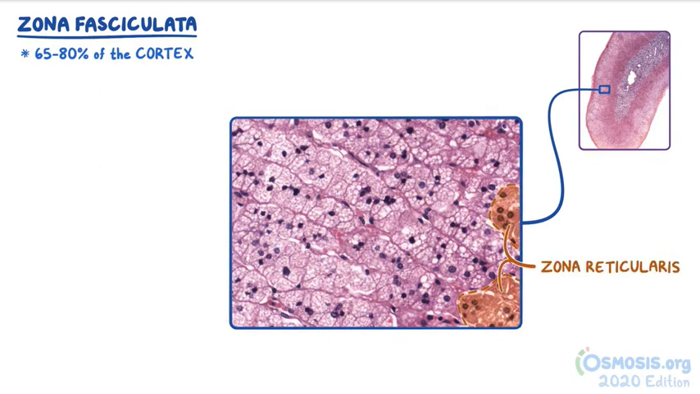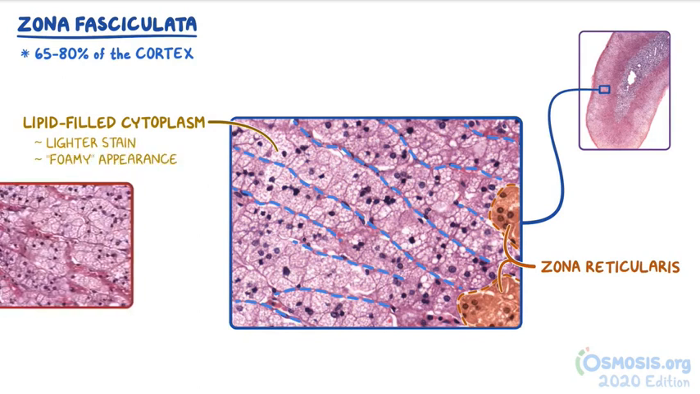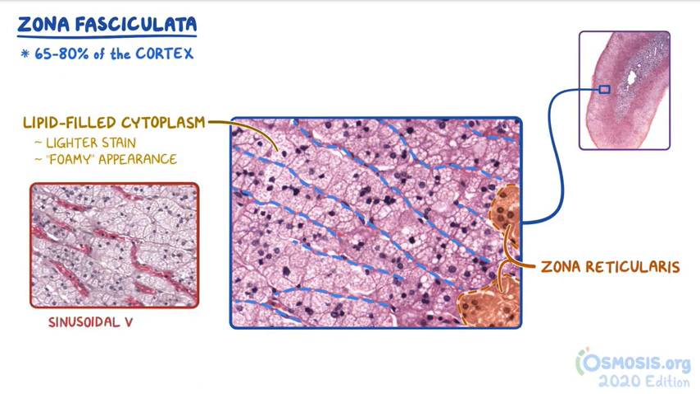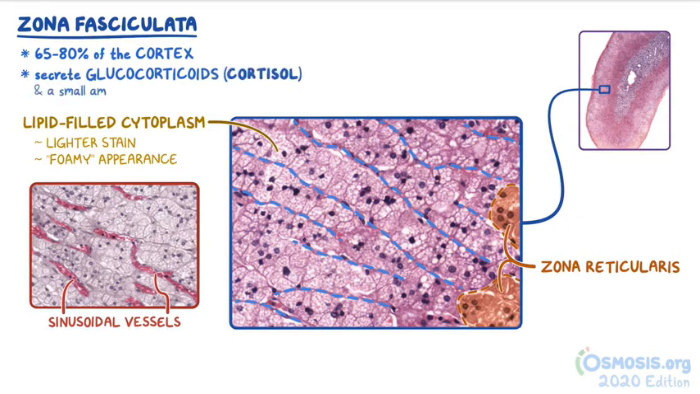Instead of clusters of cells, like the ones we saw in the zona glomerulosa, the secretory cells in this layer are arranged in long cords or columns of cells, often just 1 to 2 cells thick, that are aligned perpendicular to the surface of the adrenal gland. These cells have a larger amount of lipid-filled cytoplasm that results in a lighter stain and a foamy appearance. In this image, we can see the sinusoidal blood vessels that run parallel to the columns of cells. The secretory cells in this zone secrete glucocorticoids, mainly cortisol, but this zone will also secrete a small amount of androgenic sex hormones as well.